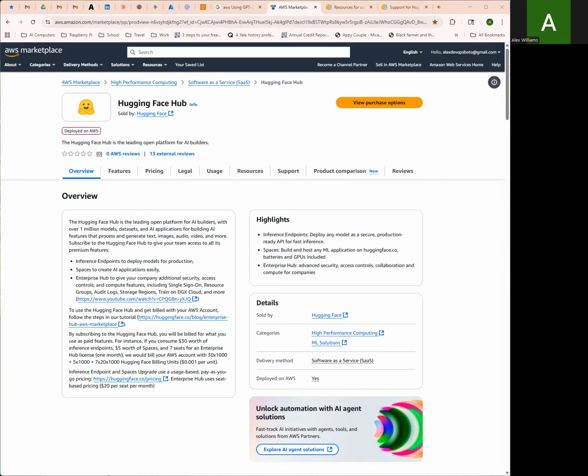All right, this time we're going to talk about using GPT-2 with Hugging Face in SageMaker.